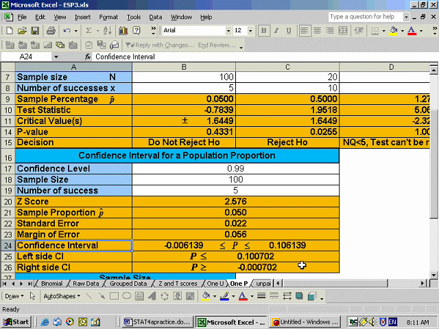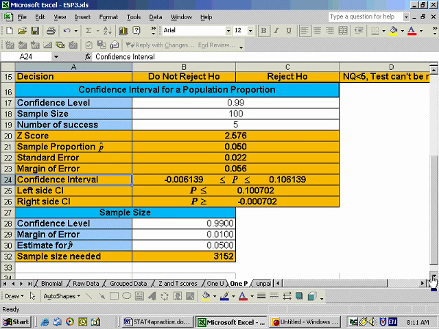F says how many more cat owners would you have to sample to reduce your margin of error down to 1%. Our margin of error right now is about 5.5%, 5.6%, 0.056 is what our margin of error is now. Well, this is a sample size question. So what we do is go down to sample size, put in our confidence level, which is 99%. Our margin of error, the question was how many more do you need to sample to get your margin of error down to 1%.